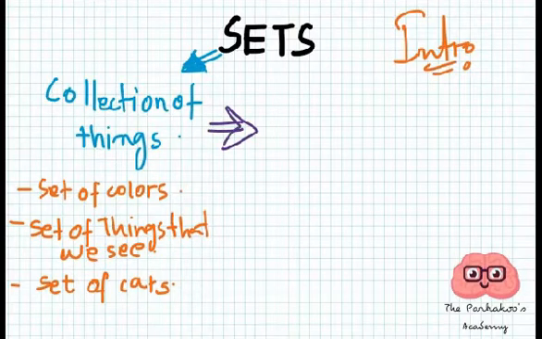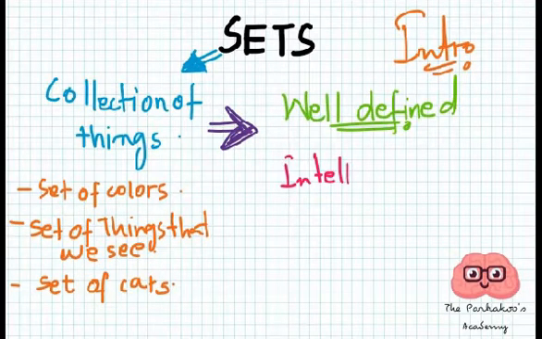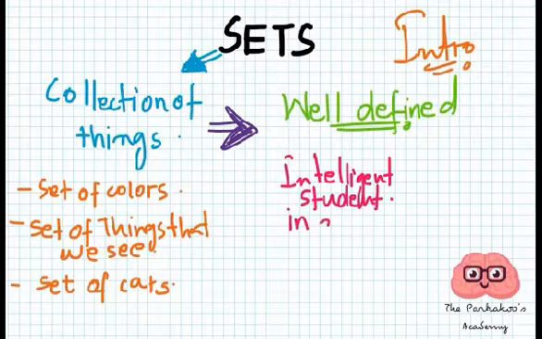But when it comes to sets in maths, it has a condition as well. And the condition is the things or the collection of things should be well defined. So what does this well defined mean? Now let's try to understand it with the help of an example. So let's make a set of intelligent students in a class.